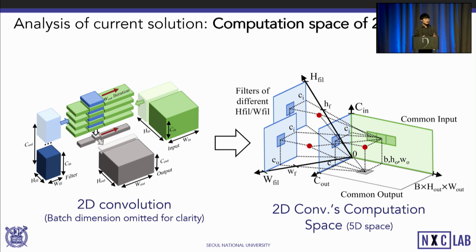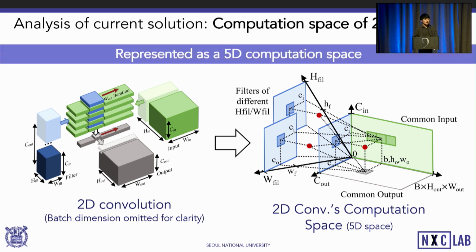as the traversal over these H-fil and W-fil dimensions accesses the same tensor data for both the input and output, which is a trait that none of the M and K dimensions have. And therefore, they must be presented as a separate dimension as shown in the graphics. This causes the final computation space of the 2D convolution to be represented as a 5-dimensional space.